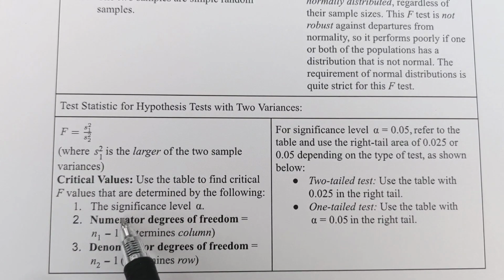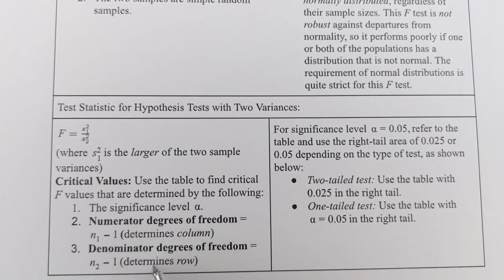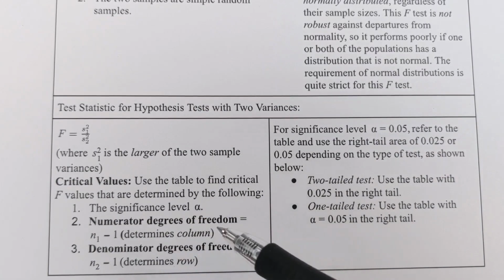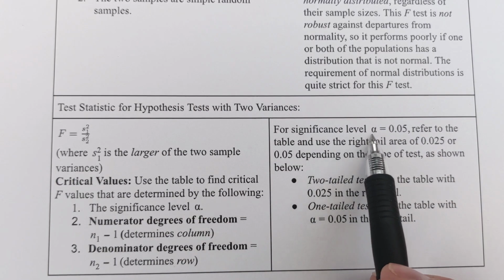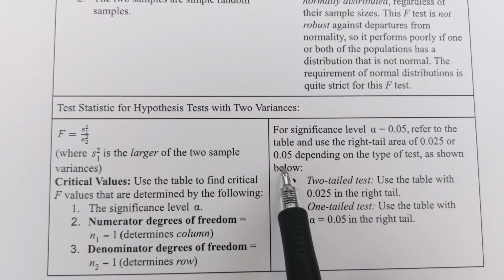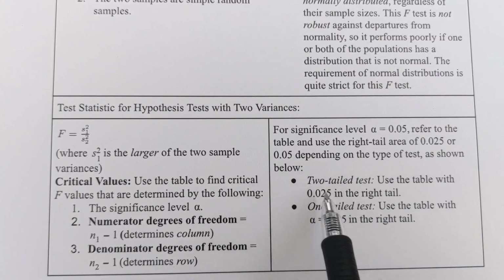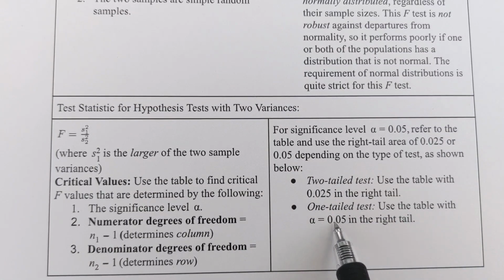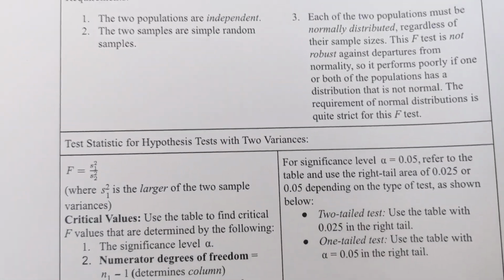Use it to determine the following. The number 6 little a, numerator degrees of freedom, and then N2 determines the row. So we have another table we're going to look in. For significance level alpha 0.05, use the right tail of 0.025, or half of that, depending on the type of test as shown below. Two-tailed test, 0.025; one-tailed test, 0.05.